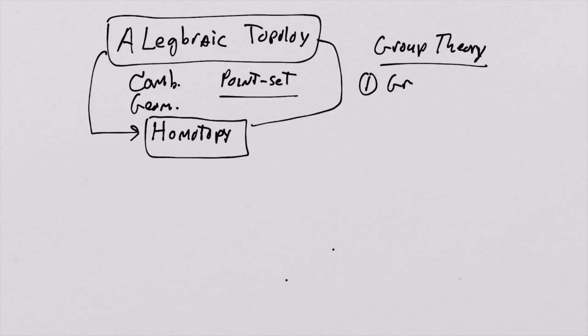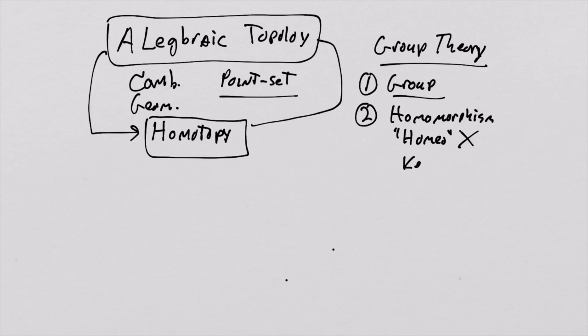You need to know what a group is, the definition of a group. You have to understand homomorphisms between groups. Now notice this is not homeomorphisms. Homeomorphisms are between topological spaces. Homomorphisms are maps between groups. You've got to understand what homomorphisms are. In particular, you need to know what the kernel of a homomorphism is.